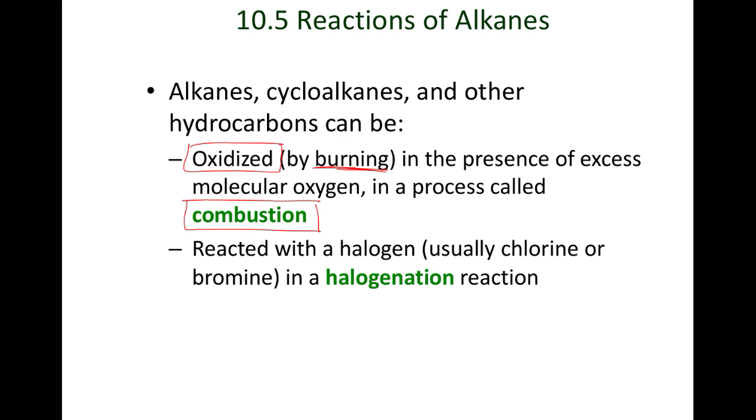And the other reaction, so we'll put number 1 for this one, and the second one that we're going to look at is a reaction with a halogen, usually chlorine or bromine, and what's called a halogenation reaction. And if you remember from Chemistry 102, the diatomic elements, you'll remember that chlorine is a diatomic element and exists as Cl2, and that bromine is also a diatomic element and it exists as Br2.